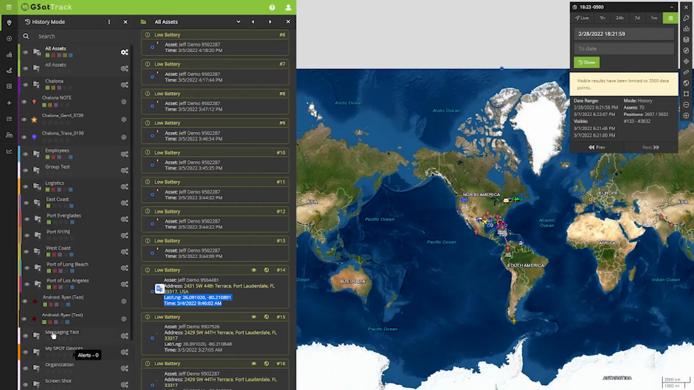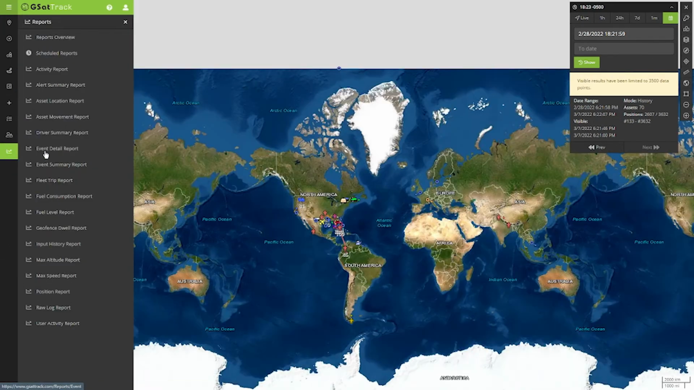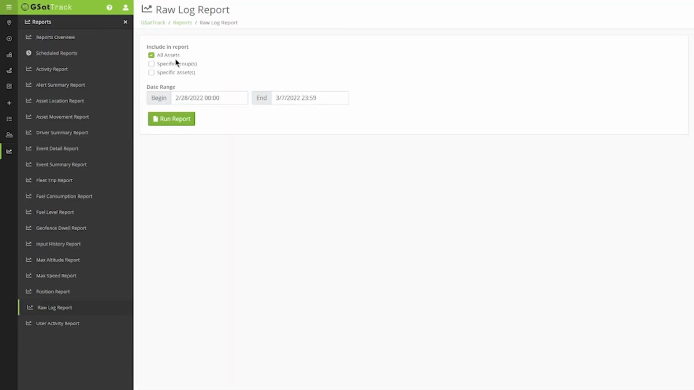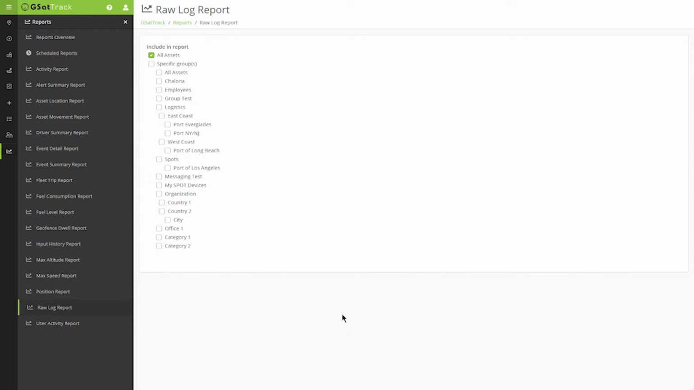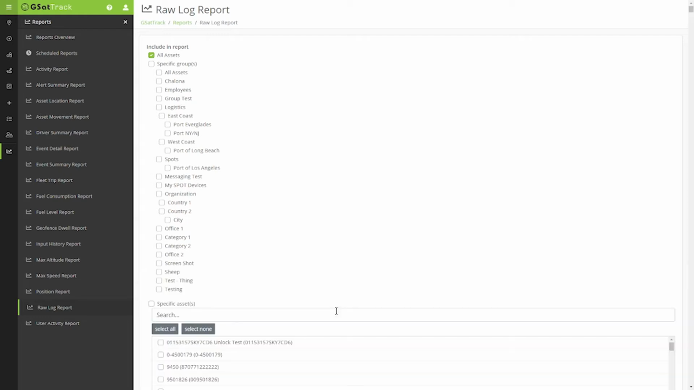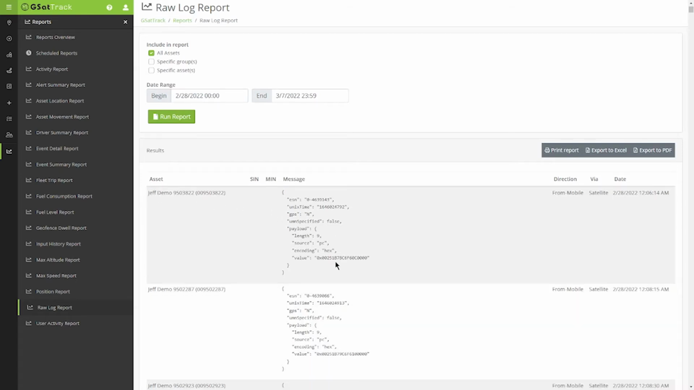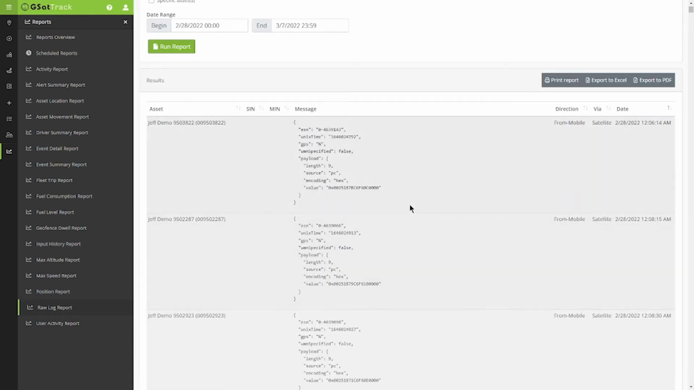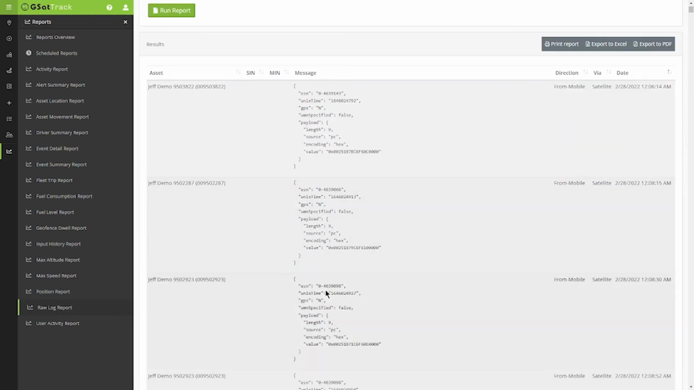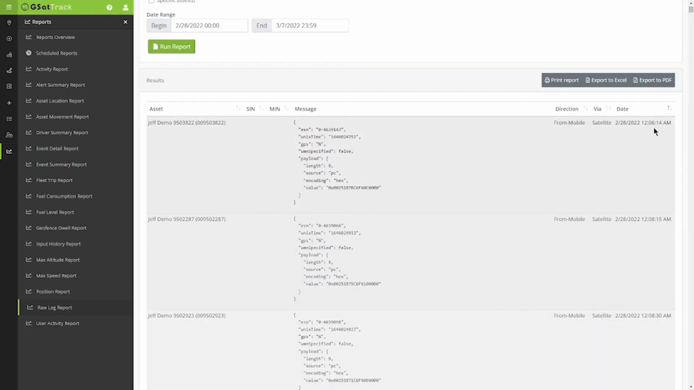So if you happen to run a raw log report, which will give us all the information that's transmitted by a particular device, and I set it up for a short time frame here, we can run that. When it populates, it's going to give us all the transmissions that came across, whether they have GPS information or not. This is a good way of understanding, is my unit doing what it's supposed to? Are the transmissions coming across, but the reason it's not being displayed visually is because there's no GPS information associated with it.